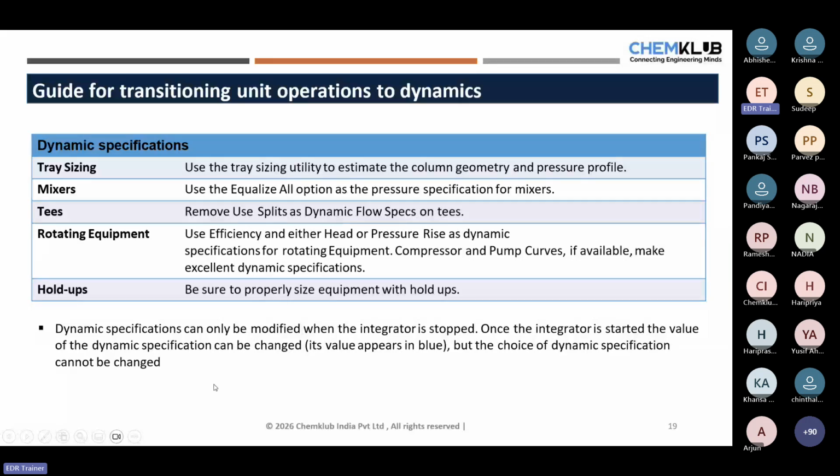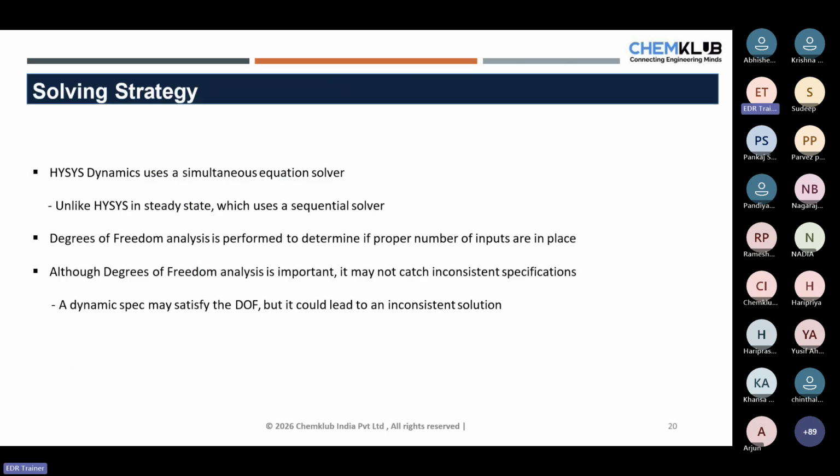So dynamic simulation can only be modified when the integrator is stopped. So what is the integrator? We have already seen that. The integrator is nothing but integration with respect to time. It calculates the changes for that particular node with respect to time. So once the integrator is stopped, that means the calculations are done, then only you can modify the dynamic specification. You cannot make any modification while the integrator is on. The software will not allow you. So this is one important thing that needs to be remembered.